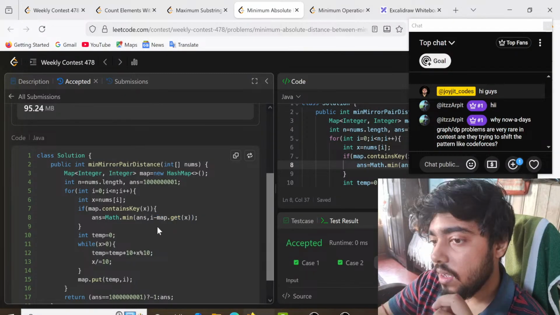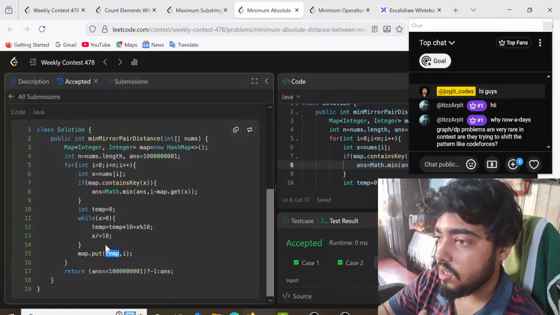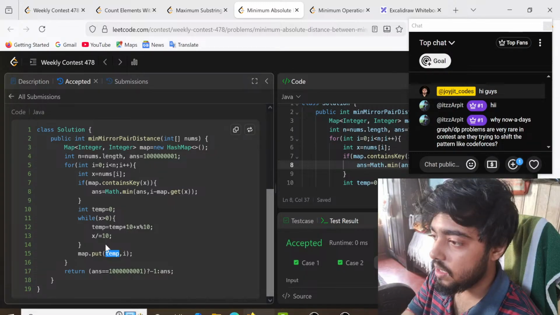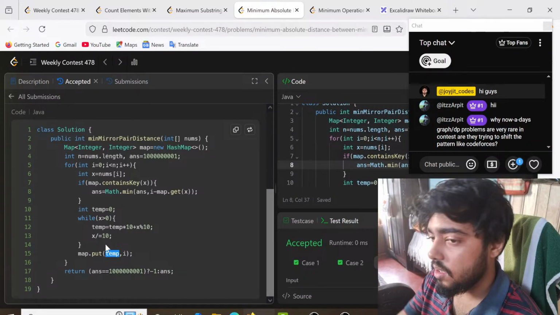Correct? Now see what I'm putting into the map. I'm putting into the map temp and i. i is the position, okay? And what is temp? Temp is the reverse of it. So instead of checking if the number's reverse is present, I'm checking if the number is present earlier, but I'm computing the reverse and putting it in the map. You could have done the opposite thing also, it doesn't matter.